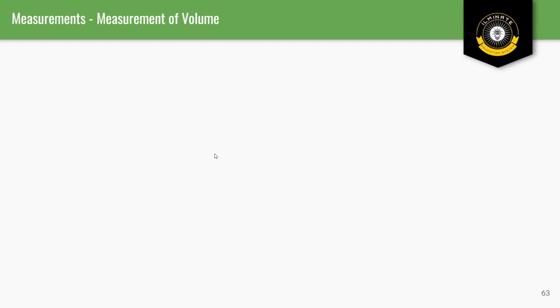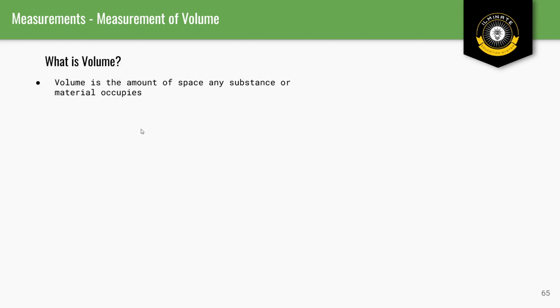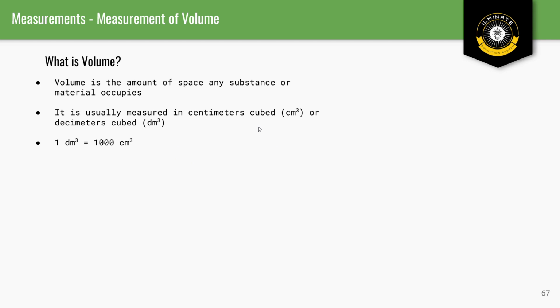So moving on, the measurement of volume. What is volume? Volume is simply the amount of space any substance or material occupies. So, for example, you have a table inside your home, and it occupies, let's say, half of your living room. That's basically its volume. Even though that's not exactly the definition of volume, you can get an idea from the example. It is usually measured in centimeters cubed or decimeters cubed, which are the basic units we'll be using in our syllabus. Another important conversion: 1 decimeter cubed is equal to 1,000 centimeters cubed.